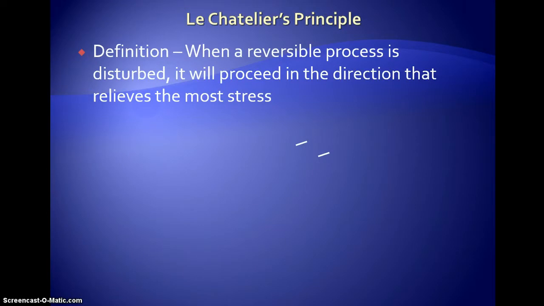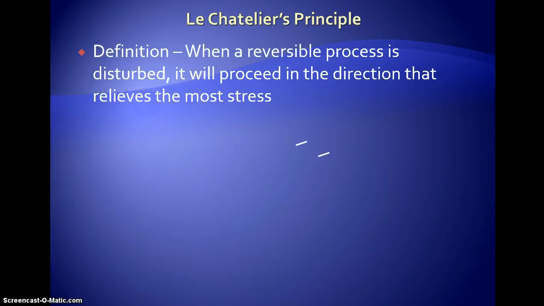Reversible process, we're just talking about a reversible reaction. A reaction that can go forwards, so reactants producing products, and it can also go in reverse, which means products can break down and produce reactants. So that's what we mean by reversible process. What we're saying is that once it reaches equilibrium, those rates are equal. But if we disturb that equilibrium, then it's going to proceed in the direction, in other words, it'll either proceed forward or in reverse, depending on which direction relieves the most stress.